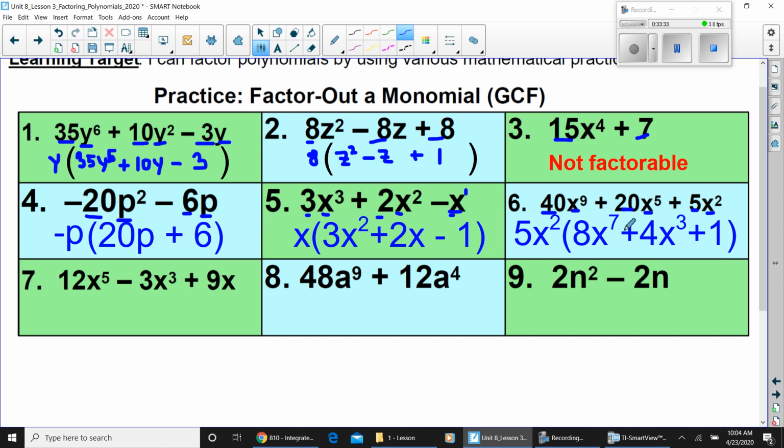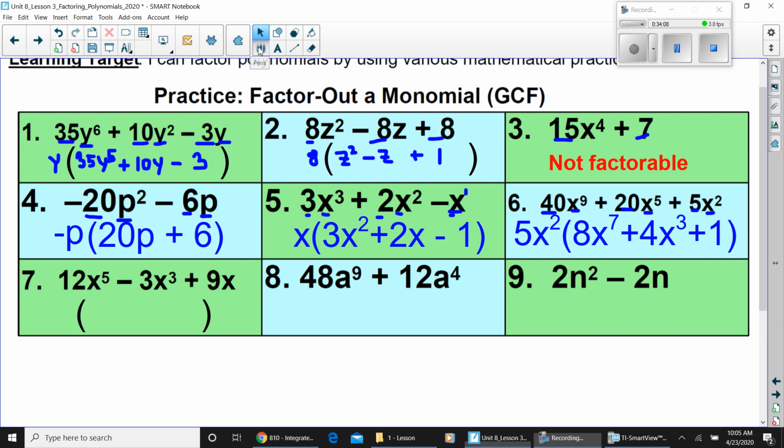5 times what equals 20? 5 times 4 equals 20. X squared times what equals x to the fifth? X to the third times x squared equals x to the fifth. 5 times what equals 5x squared? 5x squared times what equals 5x squared? Obviously it's 1. All right, go ahead and press pause again and do 7, 8, and 9. See if you can get that done. All right, press pause now.